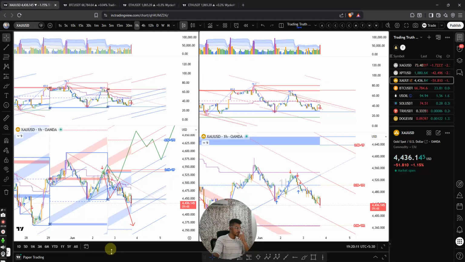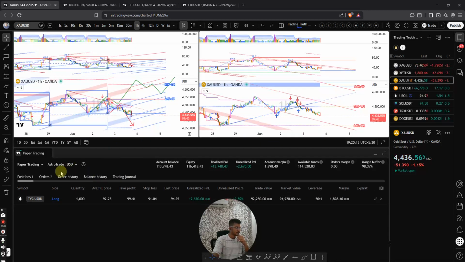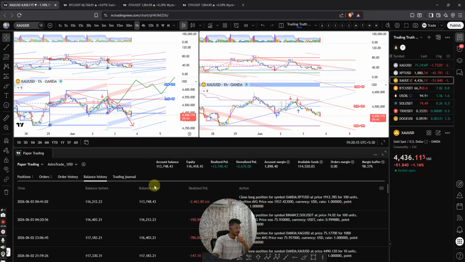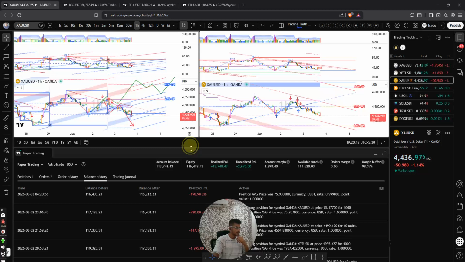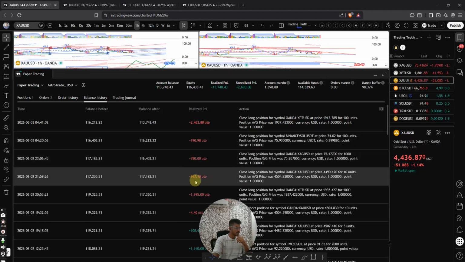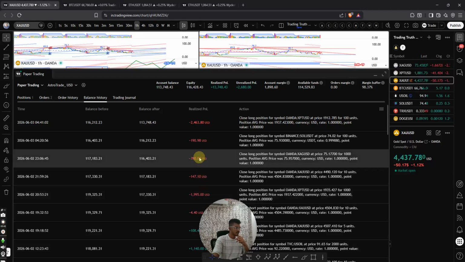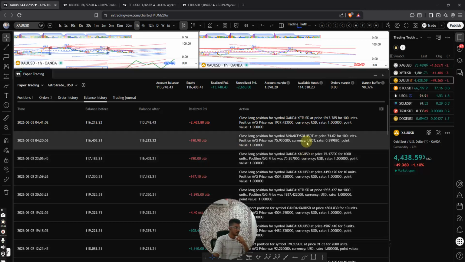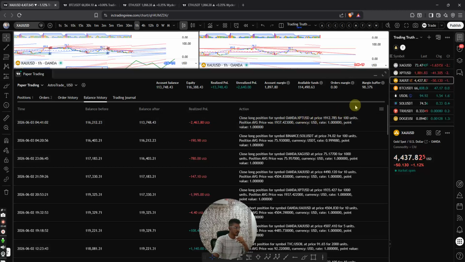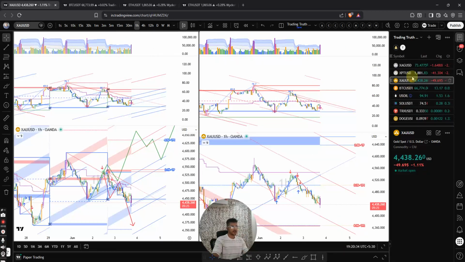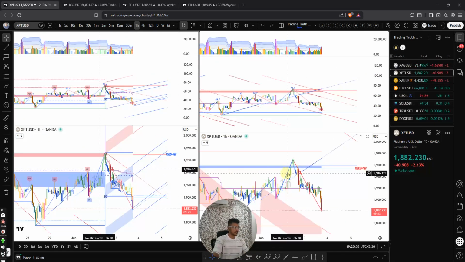So let me actually go back and see this one, right? A lot of trades here. XPT, XCG, Solana, and then XPT again. Okay, so yeah, let's analyze this.